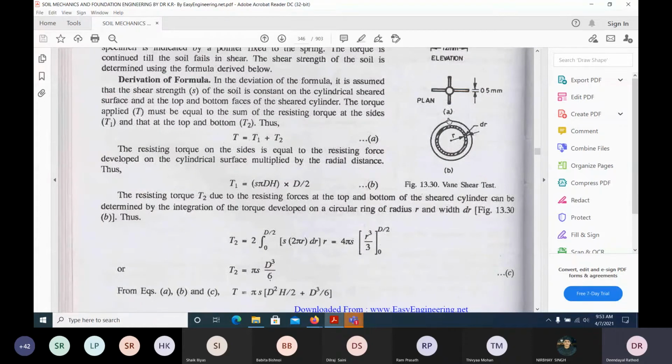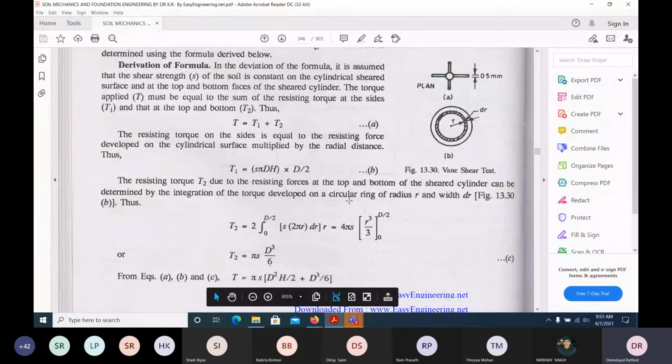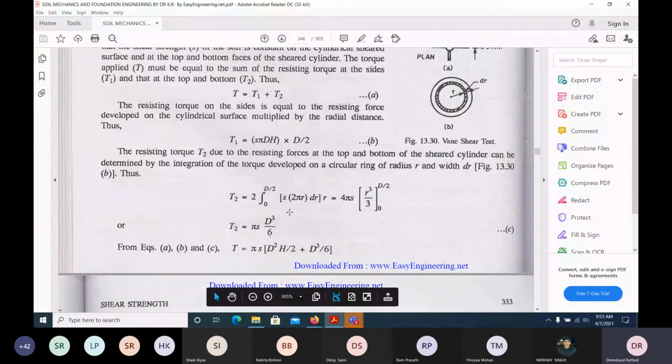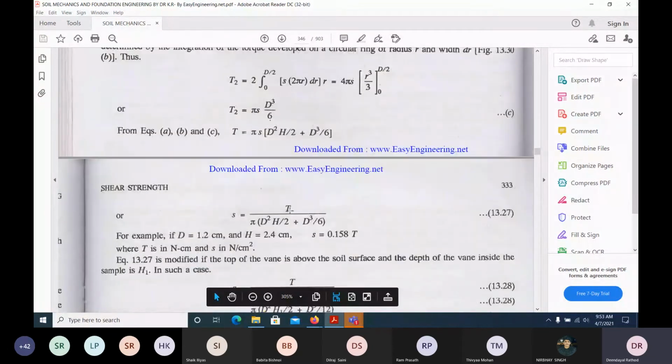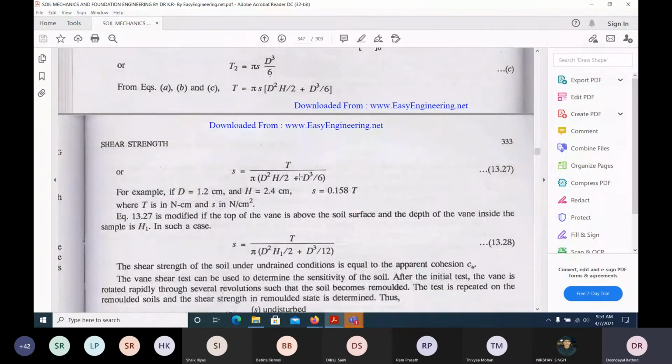For this, we can take a circle and take a small strip with dr, like we have done in our engineering mechanics. And the resisting torque T2 due to the top resistance, what they have given is the integral of 2 pi r squared from 0 to d by 2. They have done it. Okay, and slowly you will get this simple thing only. You will get the shear strength S from here. That means you will get this formula.